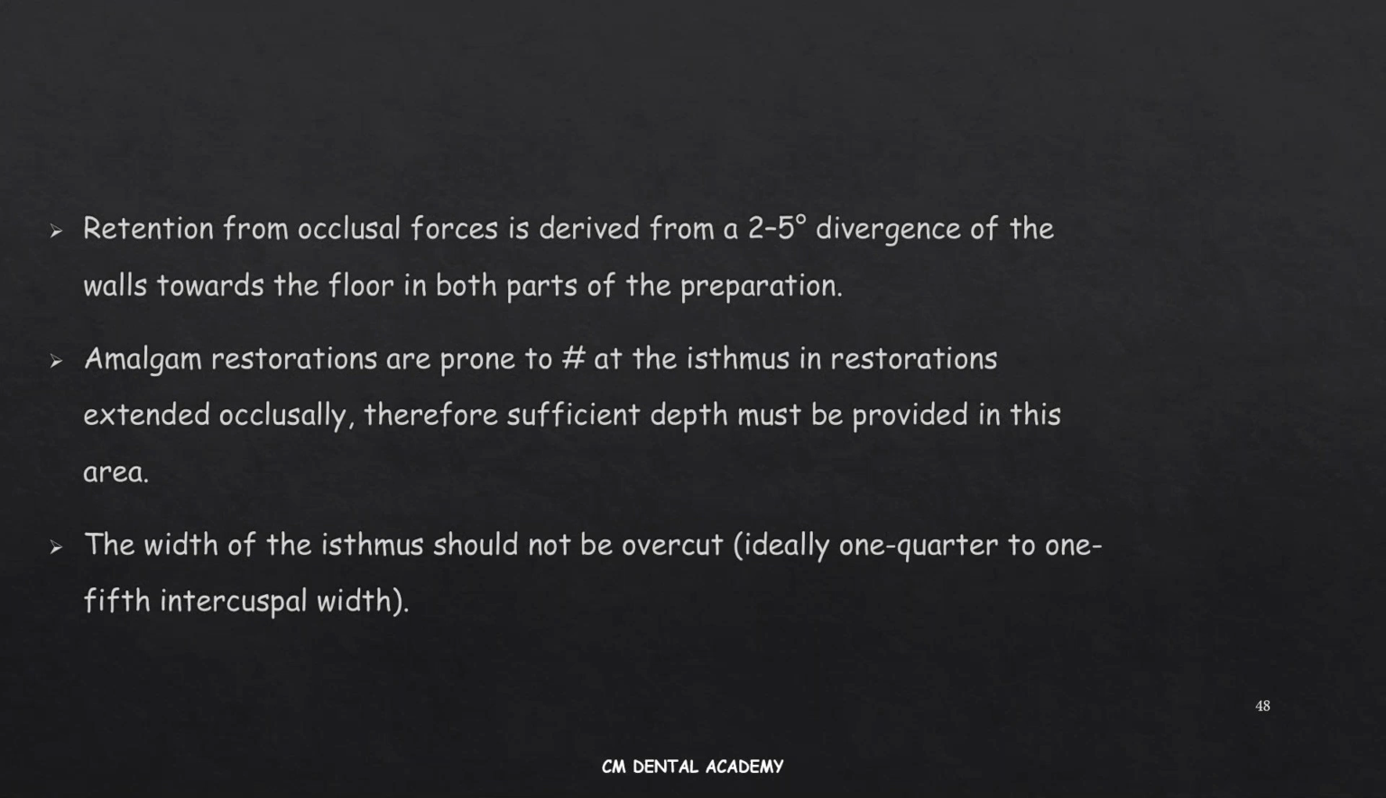Retention from occlusal force is derived from a 2 to 5 degree divergence of the walls towards the floor in both parts of the preparation. These are just the factors to be taken into consideration while dealing with amalgam restorations. These are usually prone to fracture at the isthmus of the restoration, which is a very important factor to be considered if it extends occlusally. Therefore, sufficient depth must be provided in this area when using amalgam as the restorative material in posteriors. The width of the isthmus should not be overcut, ideally 1/4 to 1/5 of the intercuspal width.